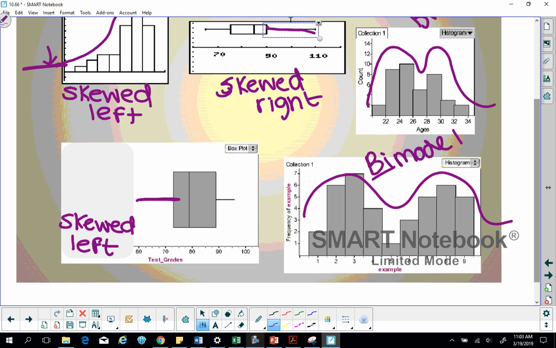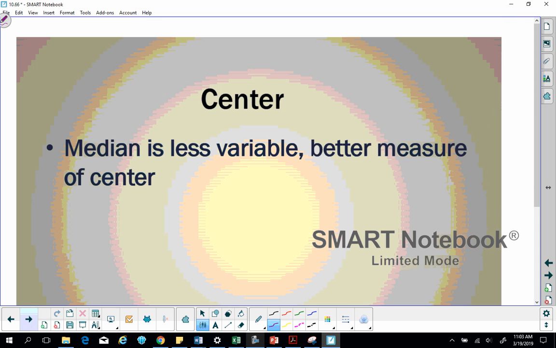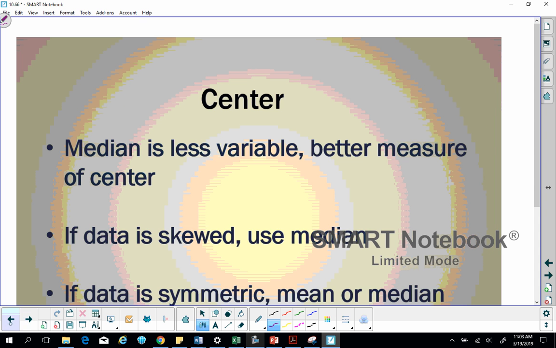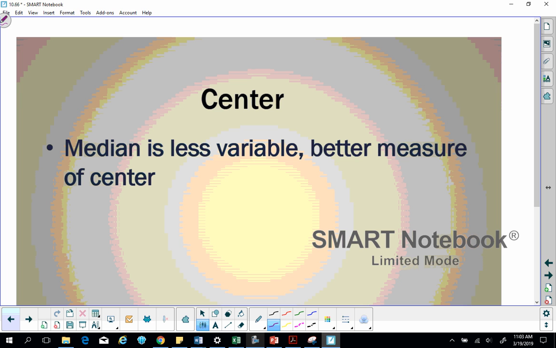The other half is we're gonna be writing on the bottom real quick. And so when you're looking at center, put this down first. So median is less variable, and it's a better measure of your center. So that's basically what we talked about before. We usually use the median no matter what, especially when there's outliers.